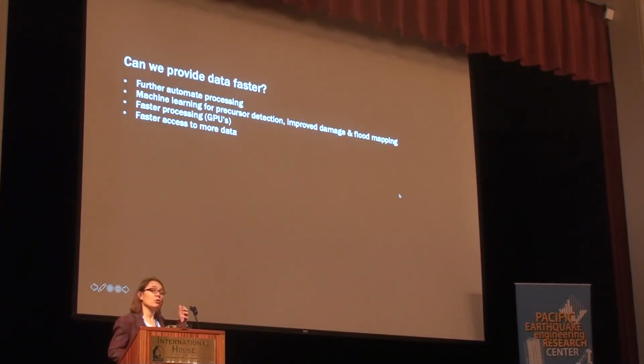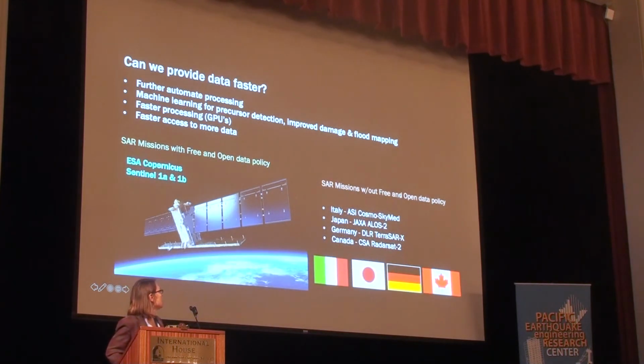So in terms of providing the data more quickly, there are a couple of things that we can work on: further automating the processing, speeding up the processing with either machine learning or GPUs, and also articulating the need for this data in an urgent response mode, since it's typically been used for science mode and not needed very quickly, in order to encourage these space agencies to make this data available rapidly. So there are a lot of satellites up there, but there are also a fair number of them that don't have free and open access to the data.